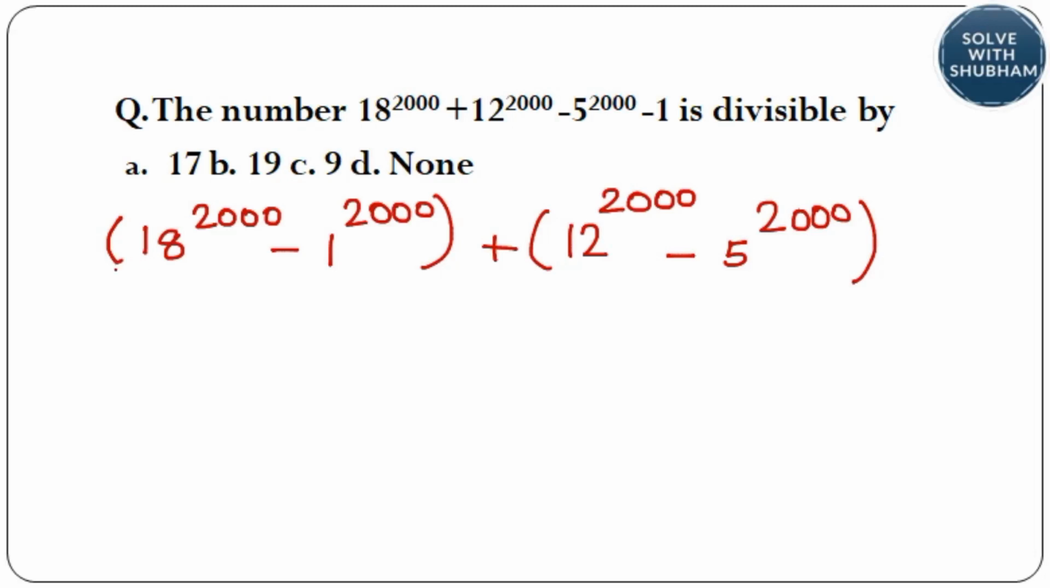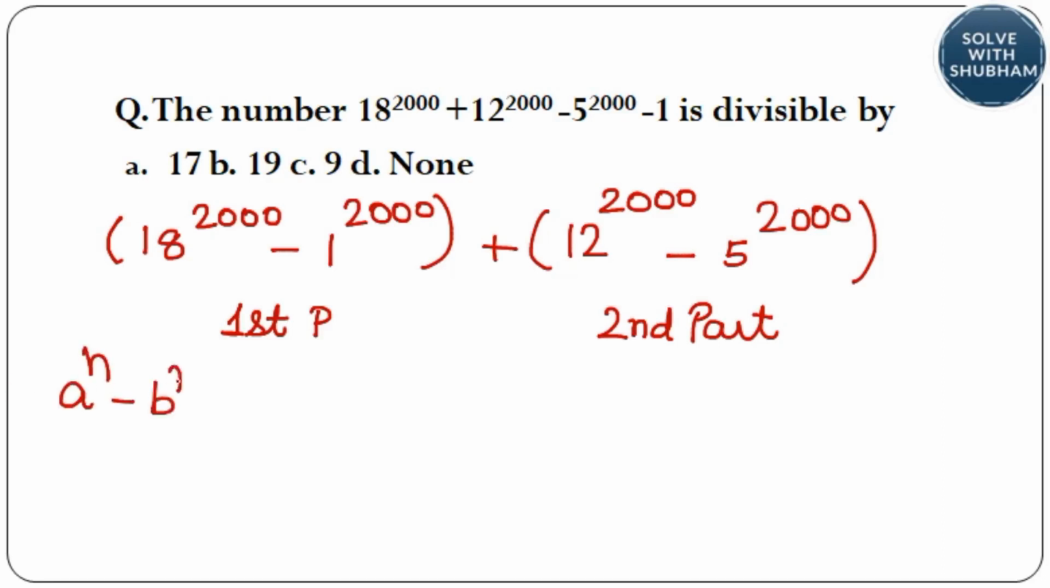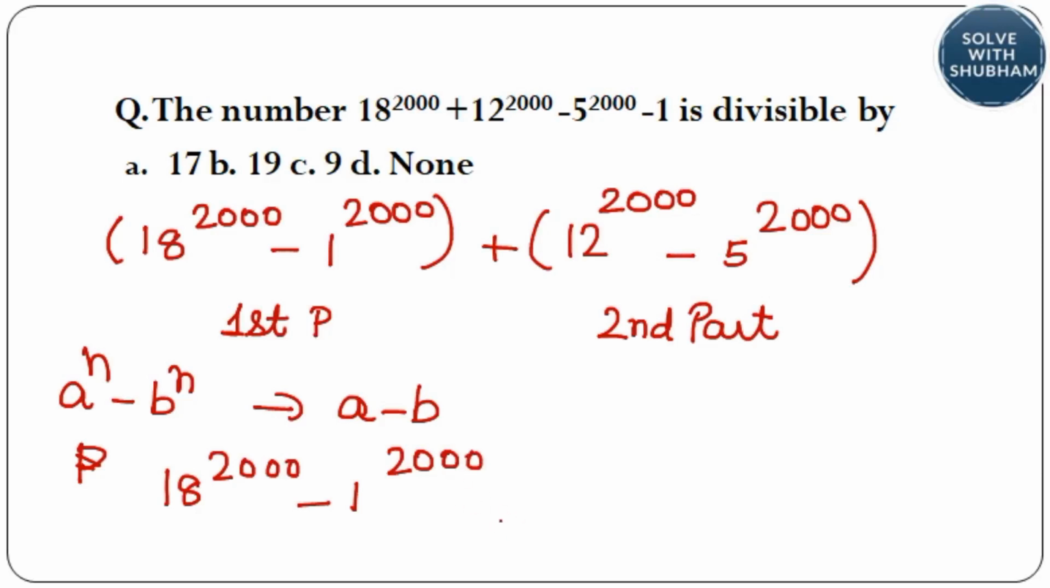Now we will divide it into first part and second part. We know that a power n minus b power n is divisible by a minus b irrespective of n being odd or even. Therefore, the number 18 power 2000 minus 1 to the power 2000, a power n minus b power n, will be divisible by 18 minus 1, 17. So this number is nothing but a multiple of 17.